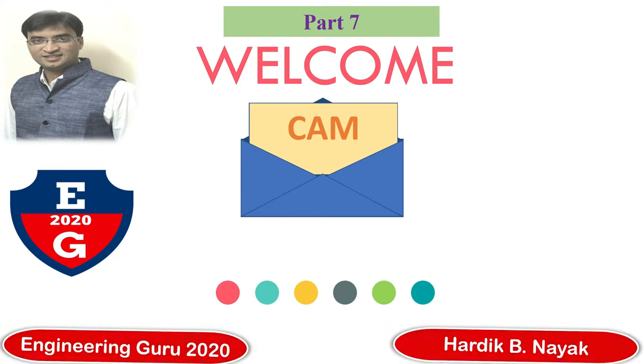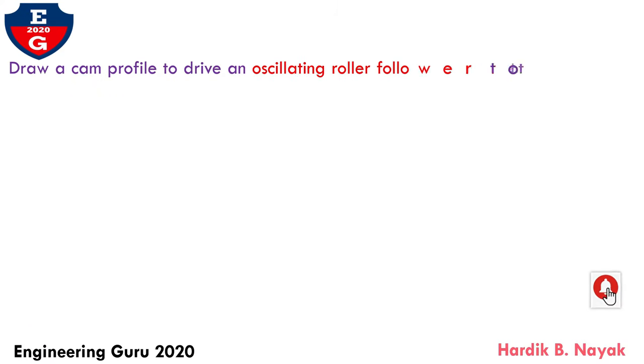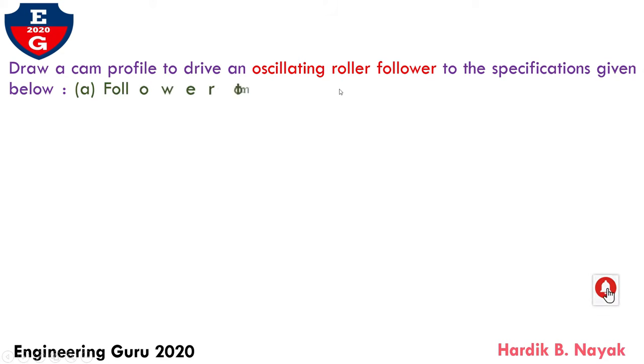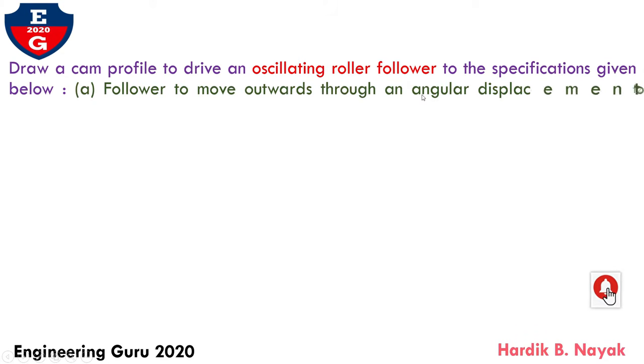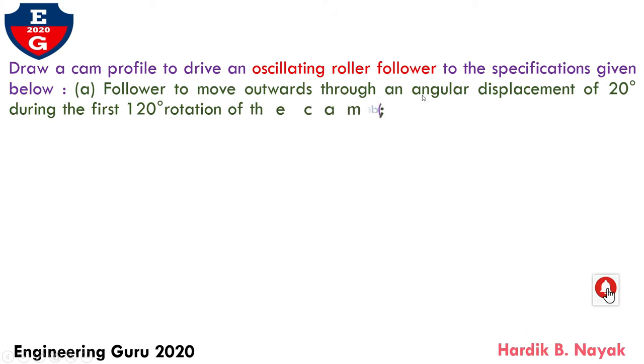In this video, you will learn the cam profile in which an oscillating rolling follower has simple harmonic motion, that is S.H.M. This video will be very useful whenever you draw the cam profile. Let's take one example. Draw a cam profile to drive an oscillating rolling follower to the specification given below.